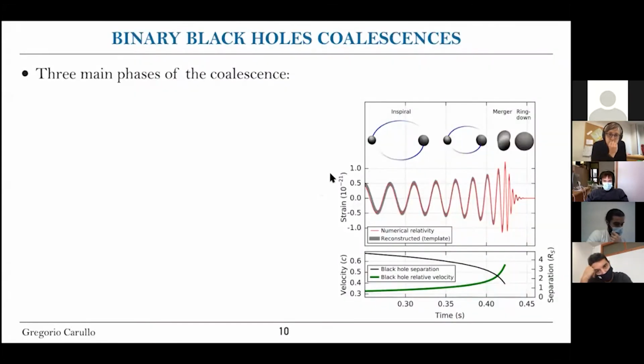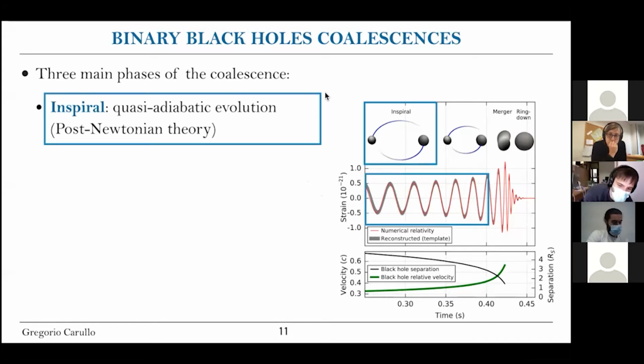And so how do we describe these coalescences? If you want to simplify the coalescence, you can split it into 3 main phases. The first one is the in-spiral phase, which essentially can be described as a quasi-adiabatic evolution. So the 2 objects are in-spiraling one with each other, and essentially here the gravitational-wave emission timescale is slower than the orbital timescale. So you can describe this with what's called post-Newtonian theory.